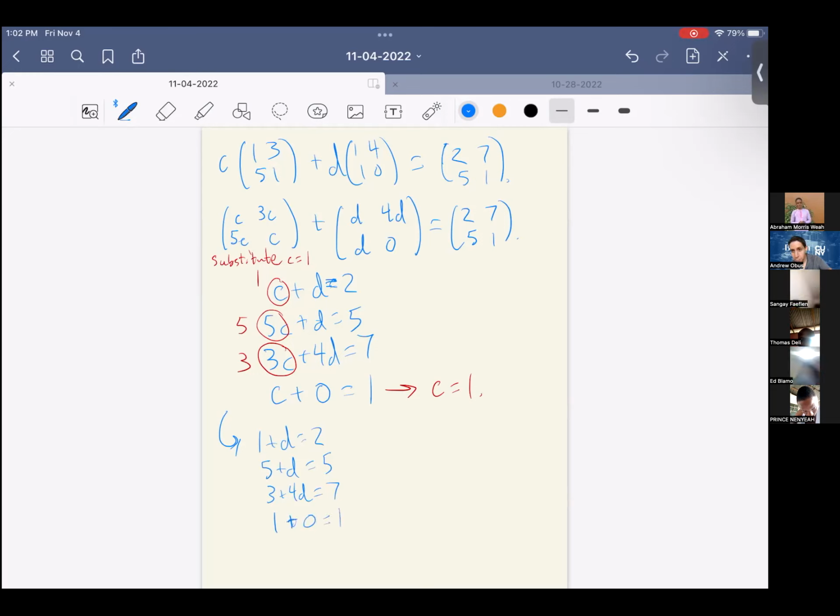Now, 1 plus 0 is equal to 1, so we don't have to worry about that. But these 3 equations together cannot be solved for D, because you get that D equals 1 in one of the equations and that D equals 0 in the other equations. Okay? Is that clearer? Yeah, I'm following. Okay. Great. Other questions?